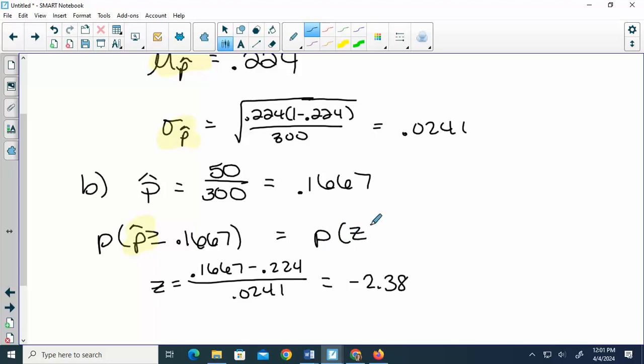So we need probability z is greater than negative 2.38. Greater than is 1 minus. And we look up on our table negative 2.38. 0.0087. And that gives us 0.9913.